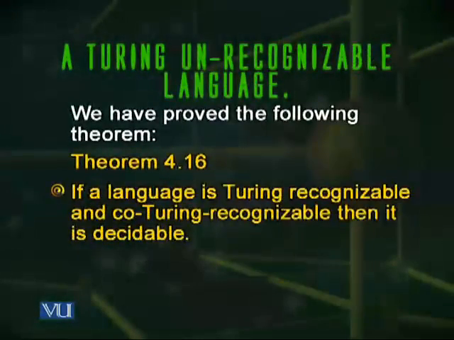So we have shown that if a language is Turing recognizable and it's also co-Turing recognizable, then that language must be decidable. A language that is Turing recognizable and co-Turing recognizable simultaneously is decidable. This is theorem 4.16 given in the book. The theorem precisely says if a language is Turing recognizable and co-Turing recognizable, then it is decidable.